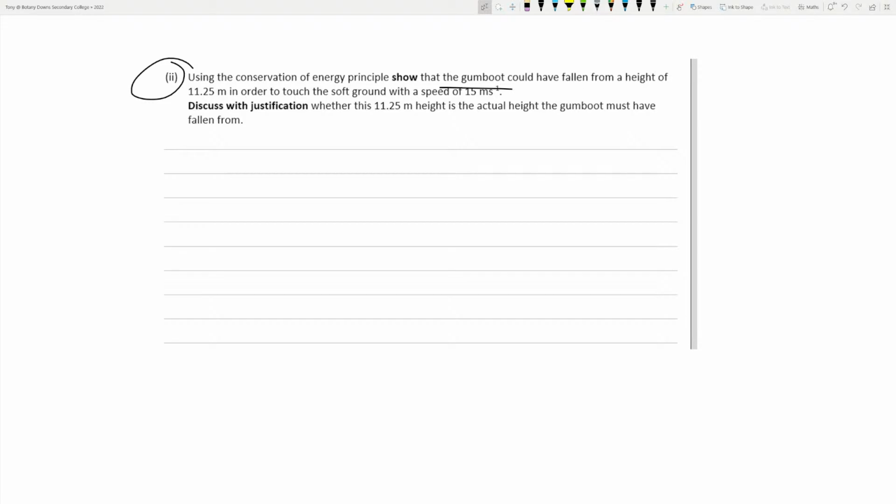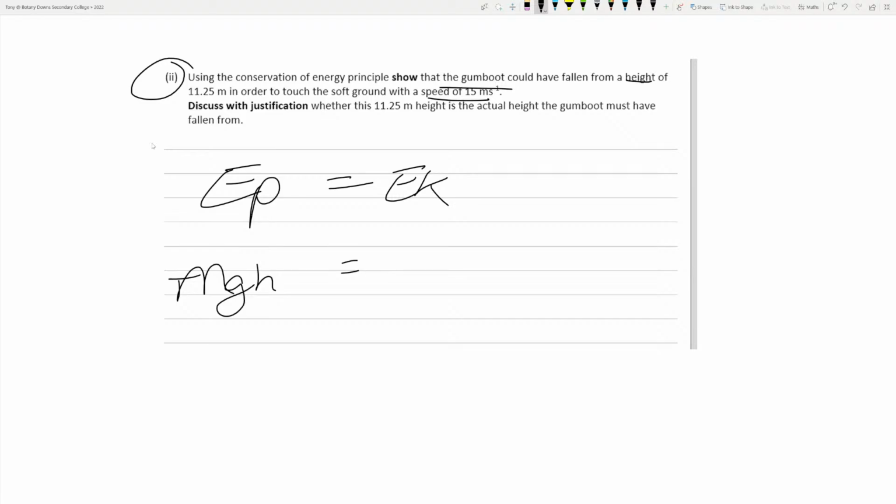So the thing with physics questions is that most of it is connected together, so you need to use some of the stuff together. If you look at this question, what you can think about is that it could have fallen from a height in order to touch the ground. So you know this is typically EP equals EK. Half mv squared, oh, actually I should put it the other way around. So this means mgh equals, well actually, I don't need the gumboot.